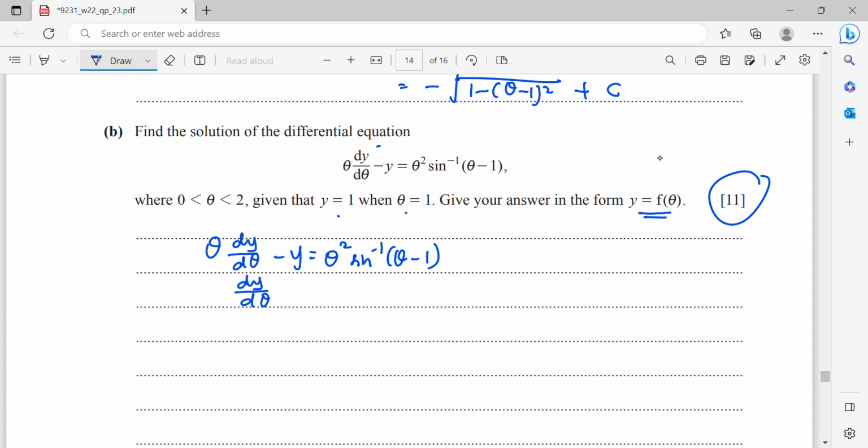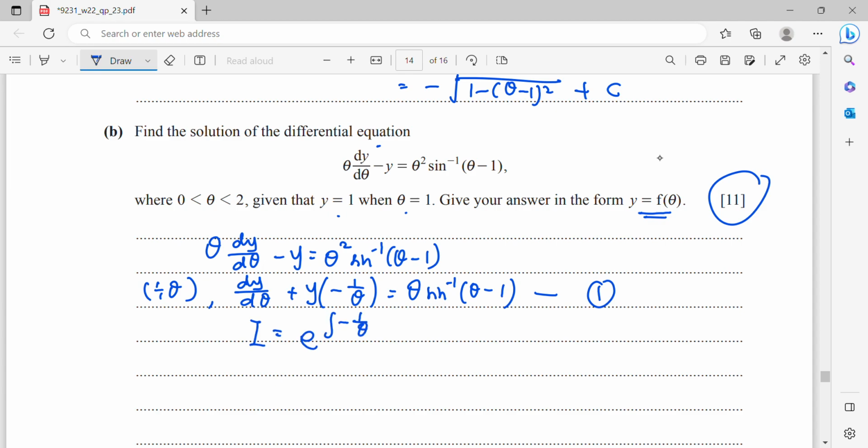So firstly, divide by theta to make the coefficient of dy d theta 1. So here, dy d theta plus y times negative 1 over theta equals theta inverse sine of theta minus 1. Let this be the first equation. The integrating factor is e to the integral of negative 1 over theta d theta. That means I will get e to the negative ln theta, so e to the ln theta to the power of minus 1. At last, you get 1 over theta, which is theta to the power of negative 1. This is my second equation.